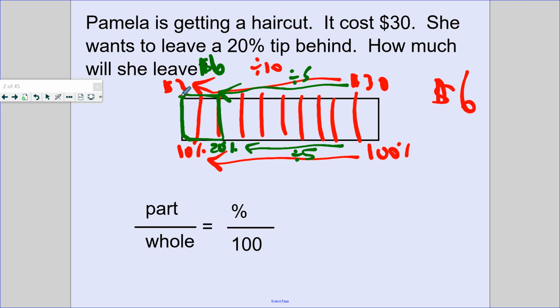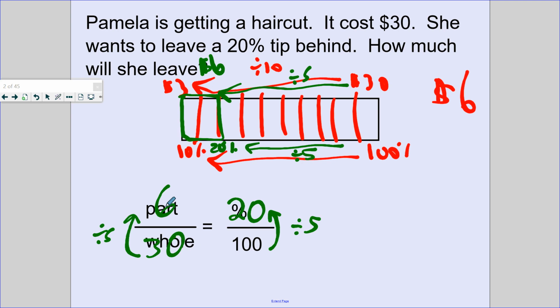Maybe you like something called percent proportion. So what percent is it? 20%, that goes right here. What is the whole bill? What's the total amount you paid? $30. Can 100 go into 30? Not really. But can 100 go to 20? Yes, divide by 5. So 30 divided by 5 is $6.